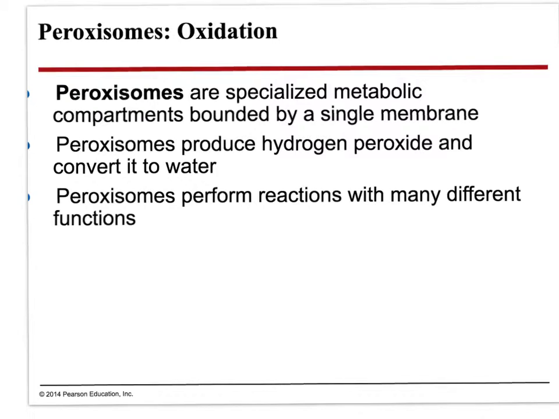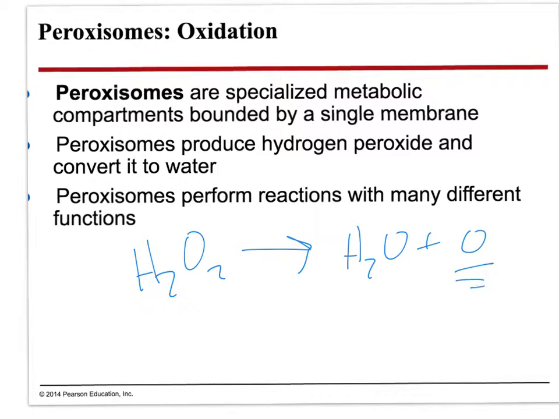What's hydrogen peroxide? H2O2. Hydrogen peroxide. They convert it to water, plus what? Oxygen. Plus oxygen, right? Have you heard of free reactive oxygen species? Have you heard of those? No. Have you heard about antioxidants? How many of you heard of antioxidants? What do they do? They help build up your immune system. Yes, kind of. They get rid of these free-moving oxygens, okay?